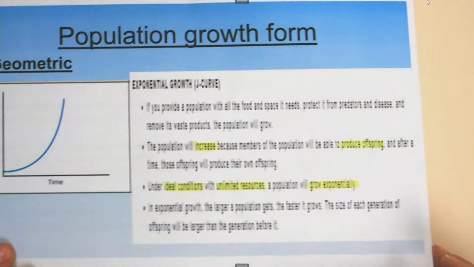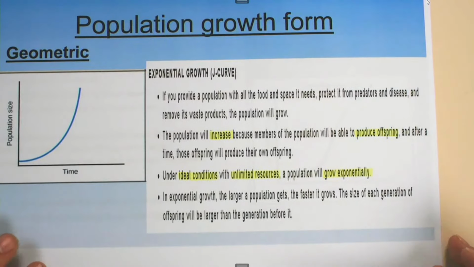I just made a summary for you again that you can have a look at. The population will increase because members of the population will be able to produce offspring, and after some time those offspring will produce their own. And this will happen under ideal conditions with unlimited resources. This population can grow exponentially.